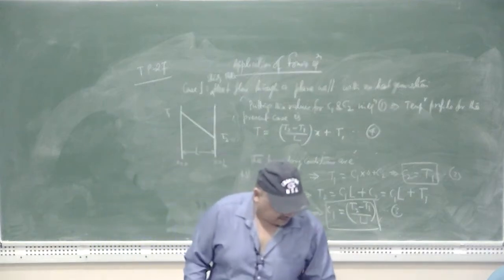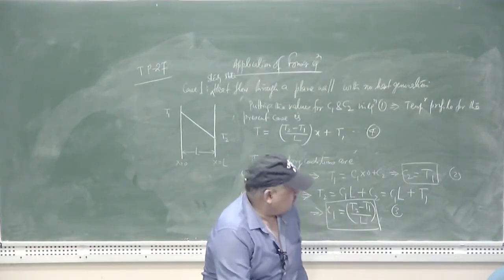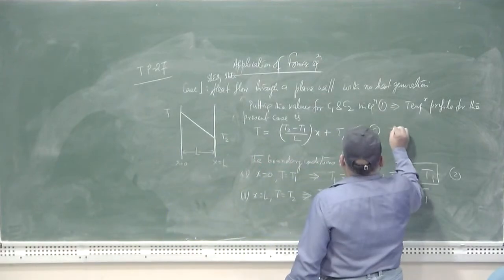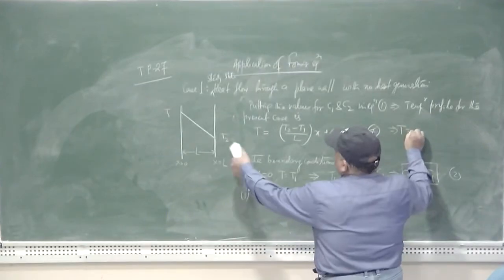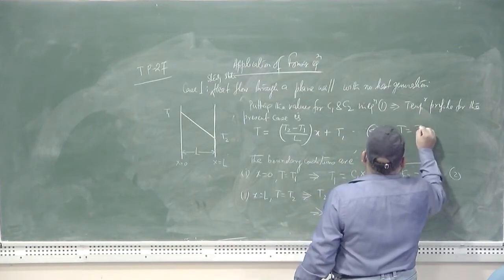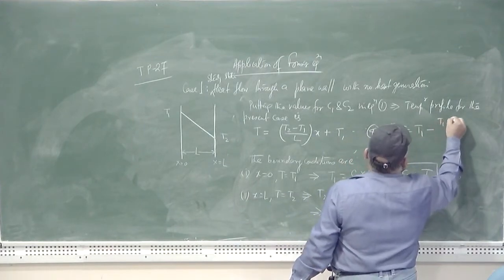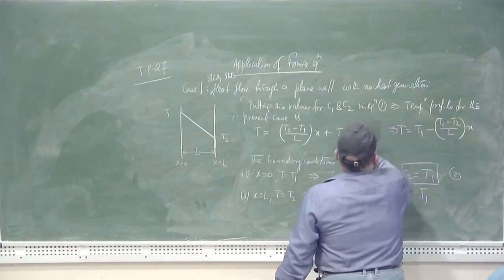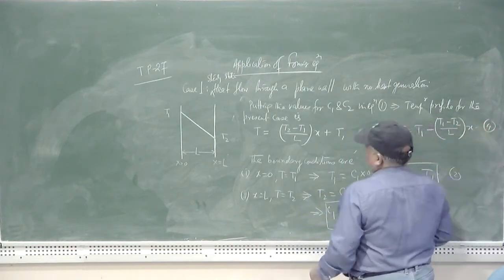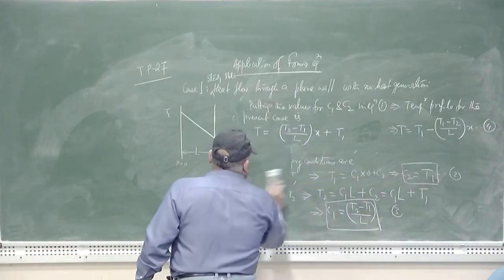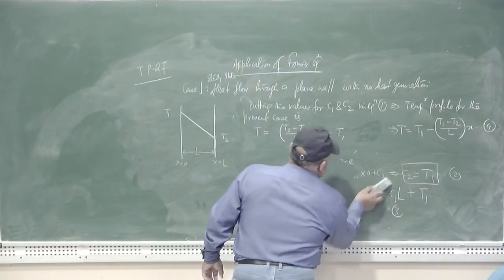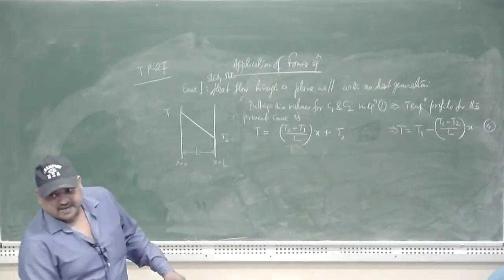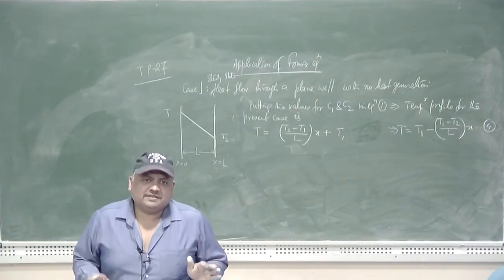Now the second task is to evaluate, or it can be written as T, because T1 is greater than T2, so write accordingly T1 minus T2 divided by L into x. Instead, you should assume this equation number 4. What should be our next task? Next task is to evaluate the heat flux.